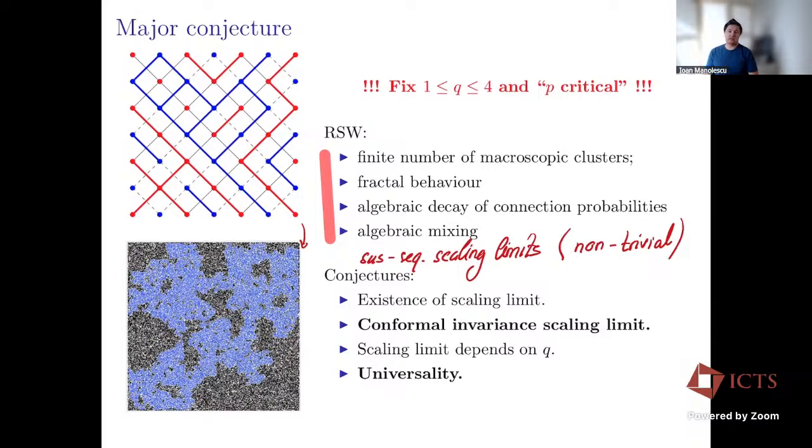You expect that the scaling limit exhibits very strong symmetries, namely invariance under conformal transformations. You expect that the scaling limit does depend on Q, again, for Q between 1 and 4. So all of these models are in different universality classes. But what you expect is that for each Q, you have universality, meaning the small scale details of the model are irrelevant to the scaling limit.